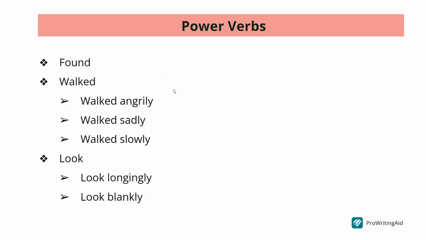Walk sadly? What do they do to walk sadly? Do they slump their shoulders? Do they shuffle their feet? Walked slowly. Walked slowly doesn't have a mood with it. We need to set the tone using the right verb. Do they slink in a flirty way? Do they shuffle or stumble? You can do the same exercise with look longingly. So you might gaze instead. Look blankly, stare.